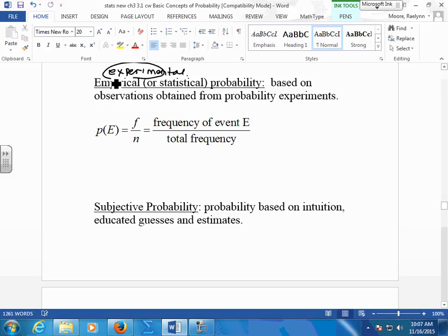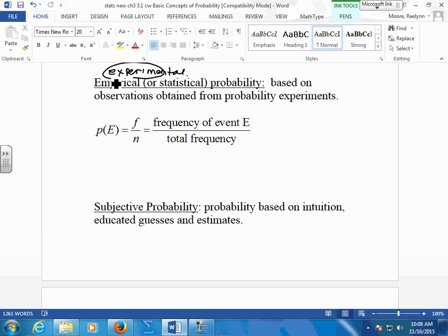Experimental, because this is where you do the experiment. You flip a coin 10 times. You flip a coin 30 times. You roll a dice 100 times. This is your experimental, and your experimental does not necessarily have to match your theoretical. The idea is that the more you do it, the closer you will get to your theoretical.